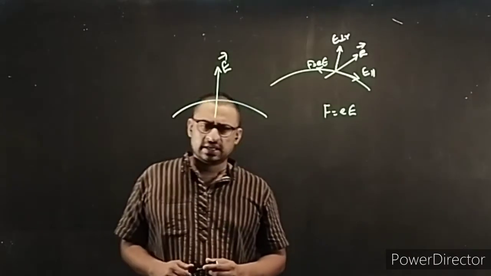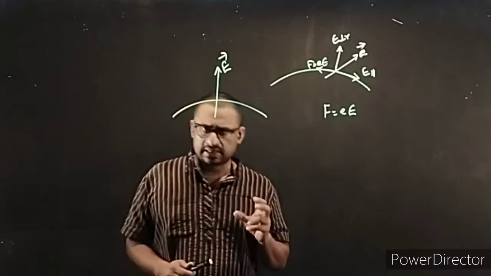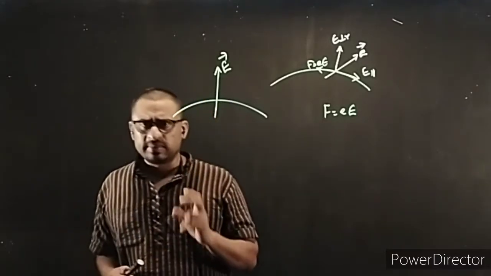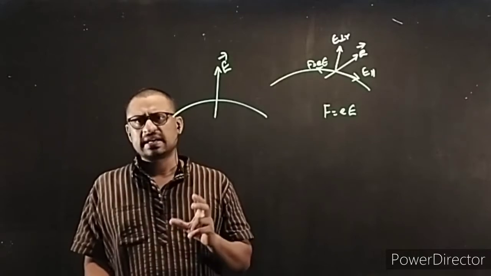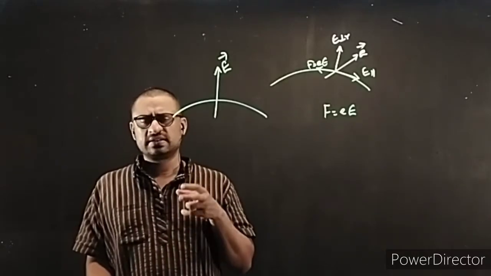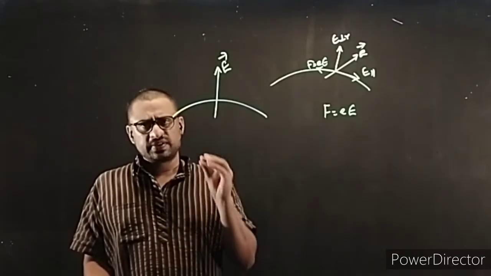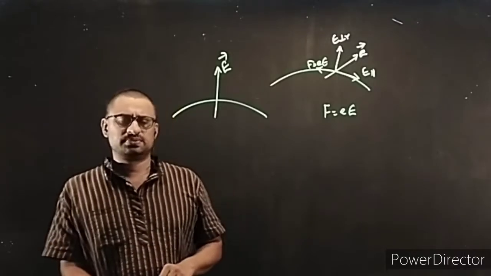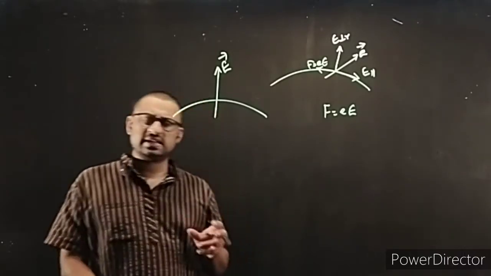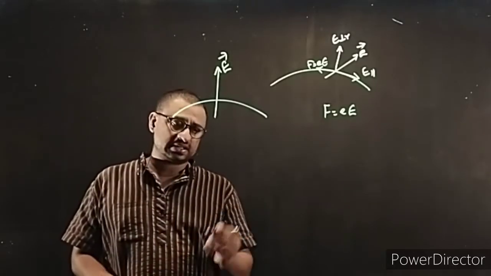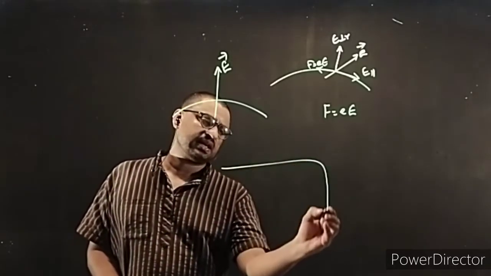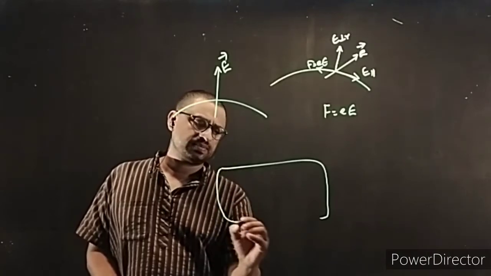Next point is, if you place a conductor in a uniform electric field, I will repeat, if you place a conductor in a uniform electric field, the electric field inside the conductor is zero. Suppose this is a conducting material.